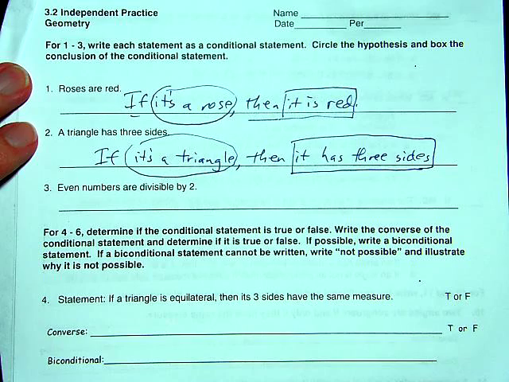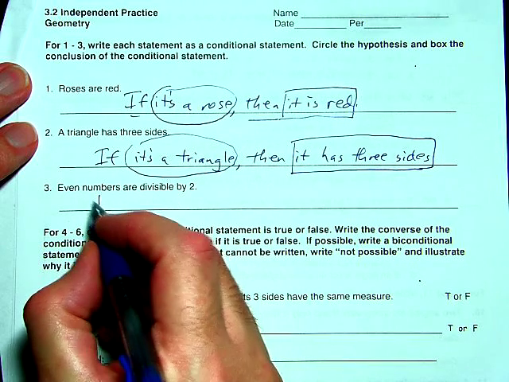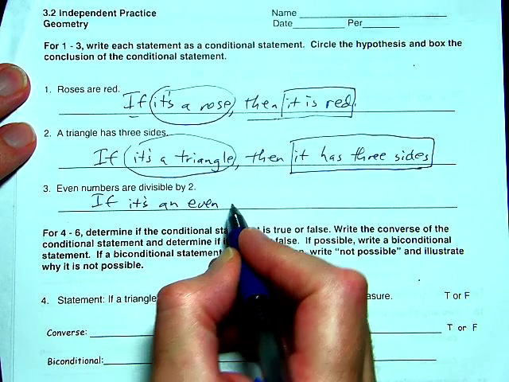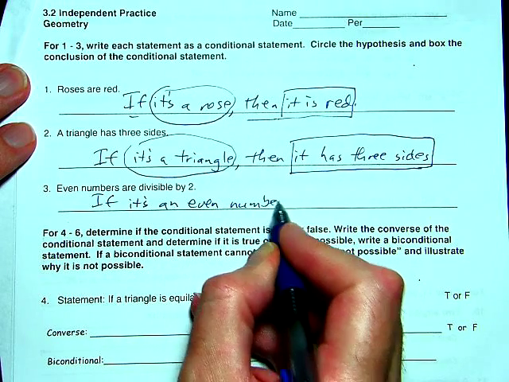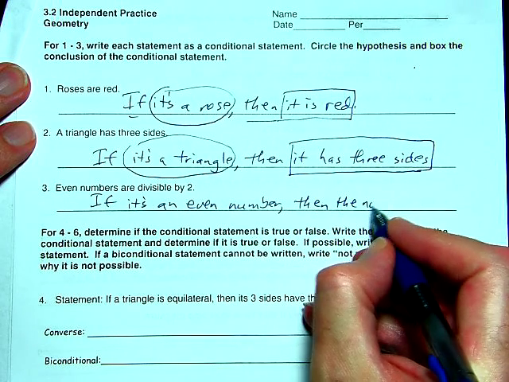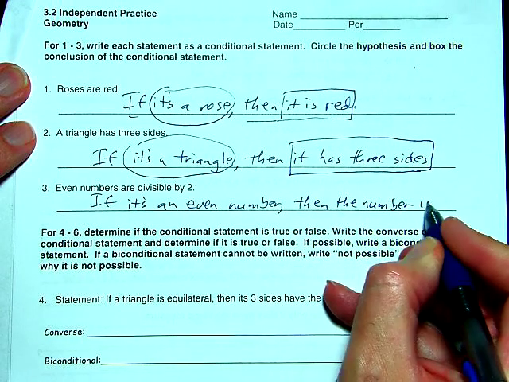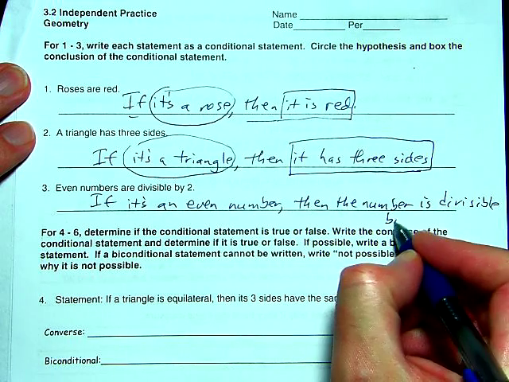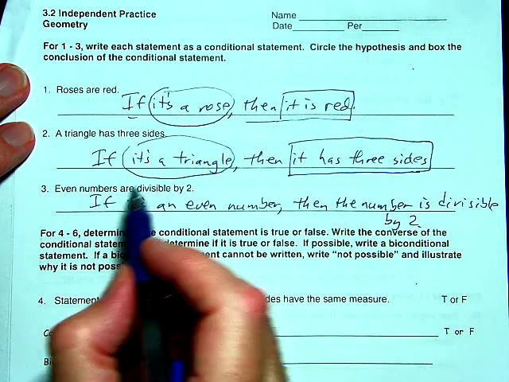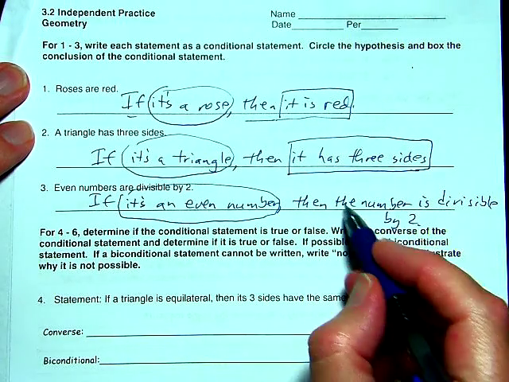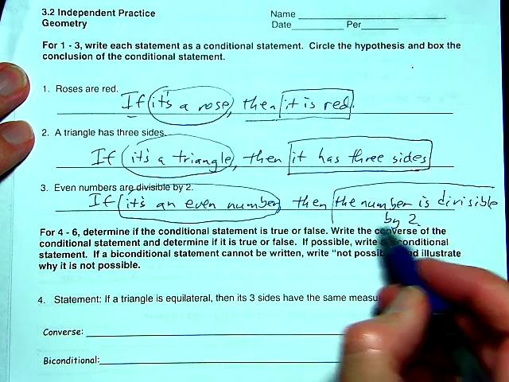Even numbers are divisible by 2. If it's an even number, then it, or the number, is divisible by 2. Okay, and the hypothesis is it's an even number, and the conclusion is the number is divisible by 2.